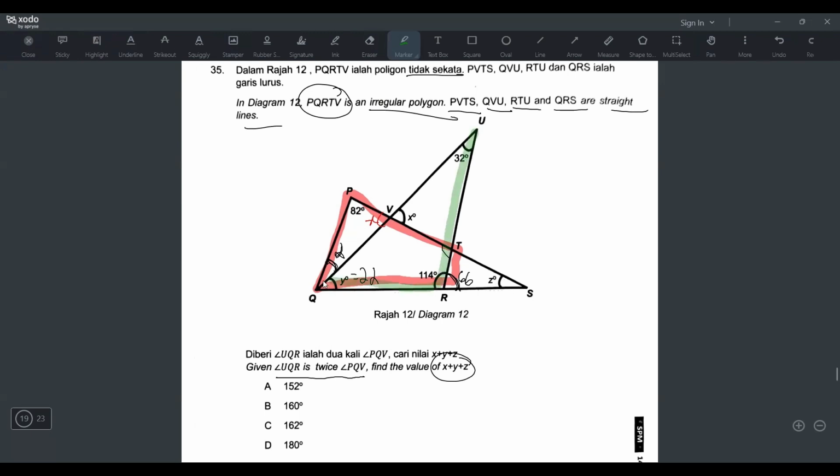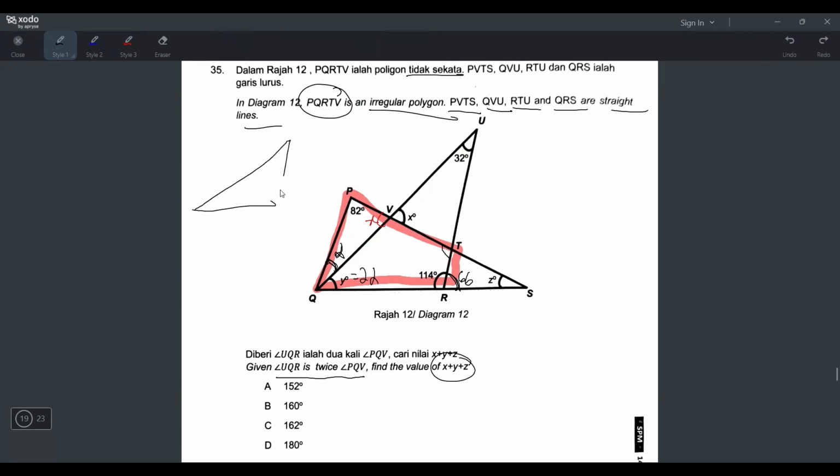So did you see this triangle? It's hard to see because it overlaps with everything, right? But if you look carefully, in this triangle you can actually find the Y already. Because this is 2 alpha, and this one is 32, and this one is 114, right? So that means you can take 180 tolak 114 tolak 32 to get here, right?